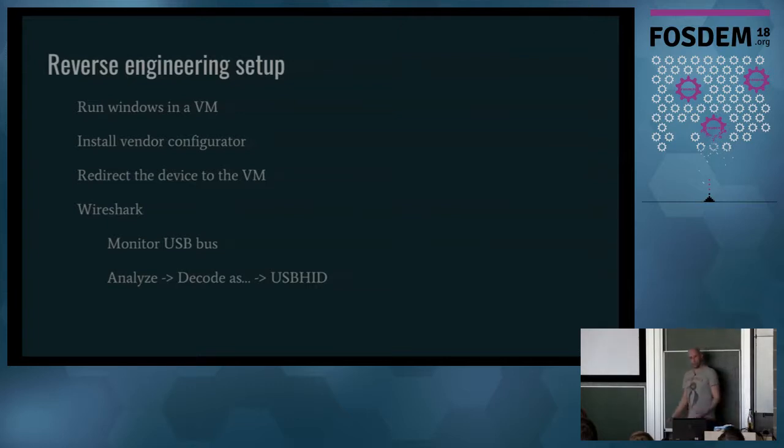Then you will need to start reverse engineering the protocol that it talks to the device with. Since we only have the vendor software for Windows, we will need to install that in a virtual machine. You will install their configuration software, then redirect the device that you plugged in to the virtual machine, and then use Wireshark to listen on the packets.